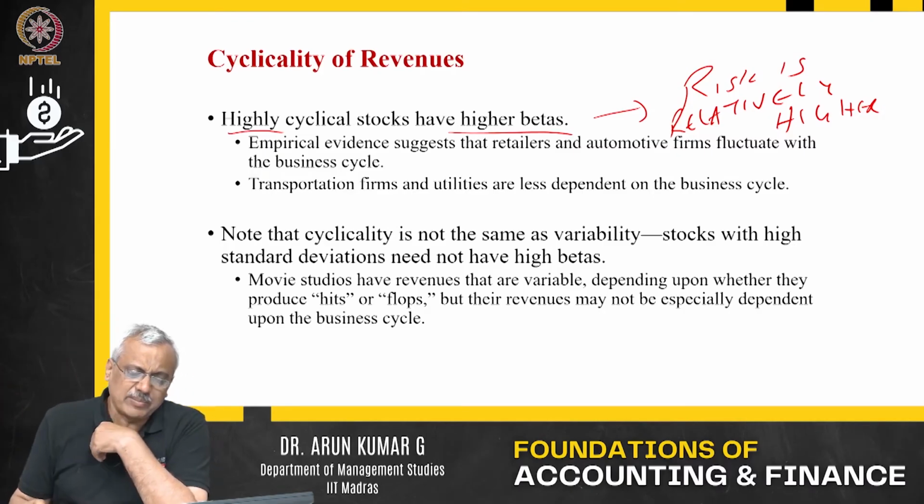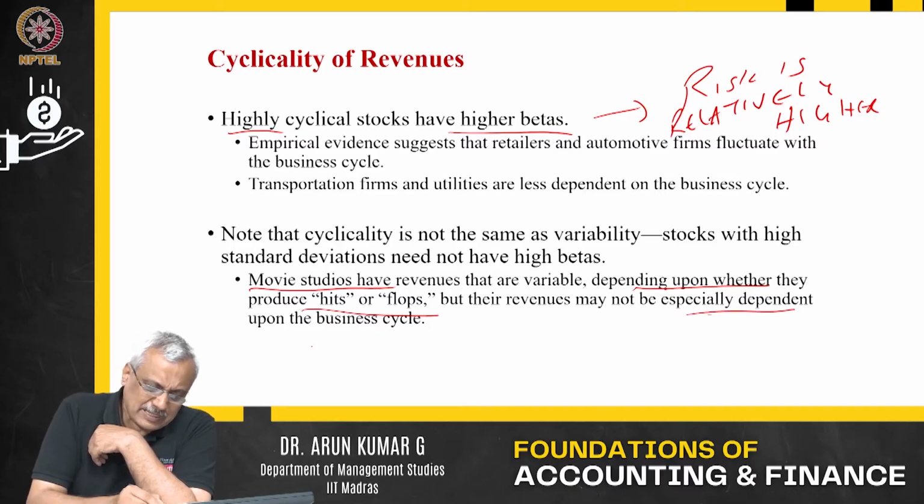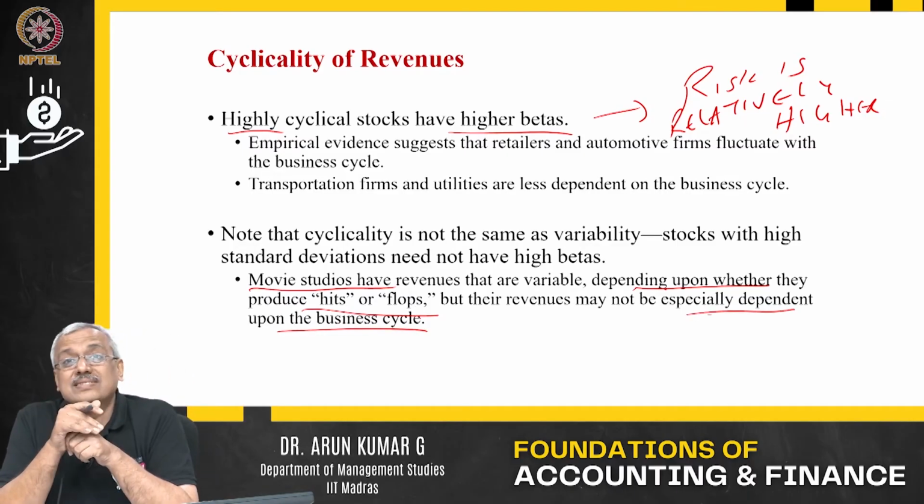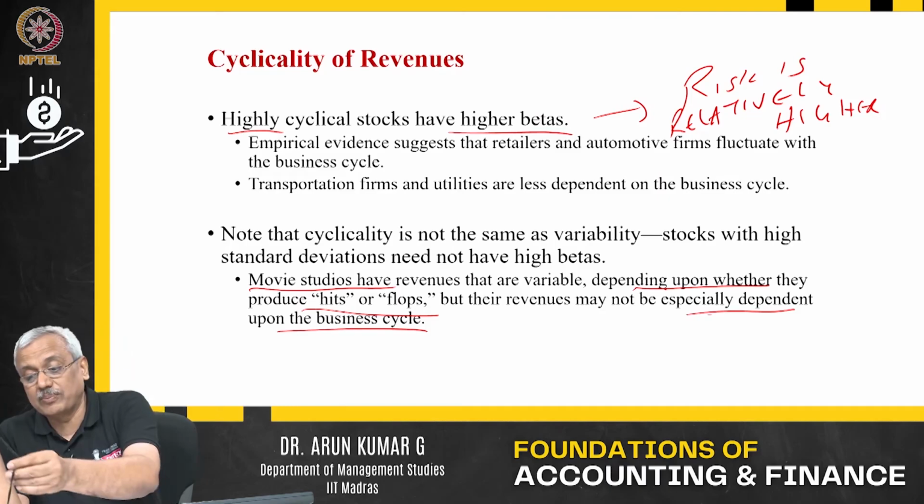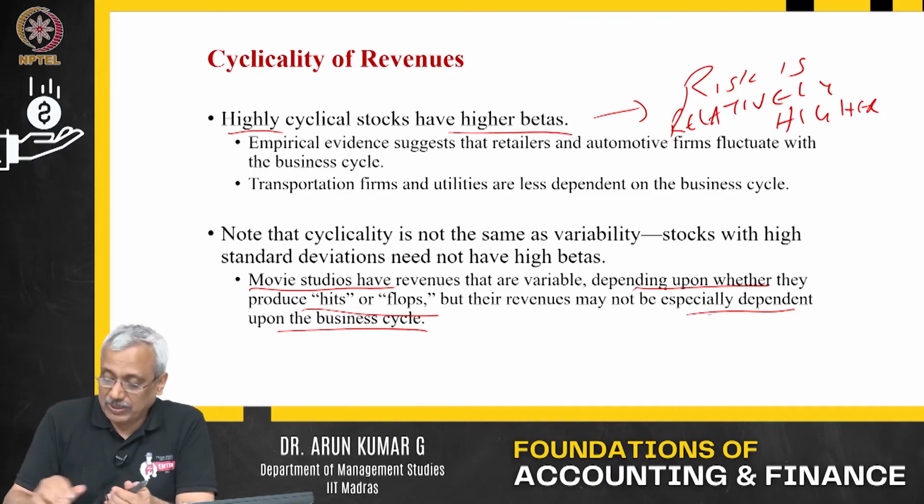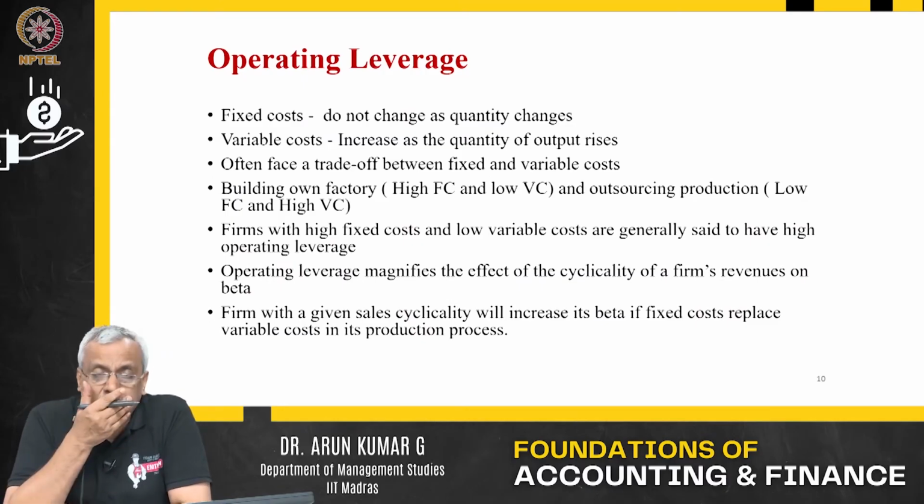I have given some examples out. Movie studios have revenue that is variable depending on whether there is a hit or a flop, but revenues may not be especially dependent on any business cycle. So betas need not be high. Risk is high, but it need not be on a business cycle. It is just on the performance of that particular movie or movie house out there.